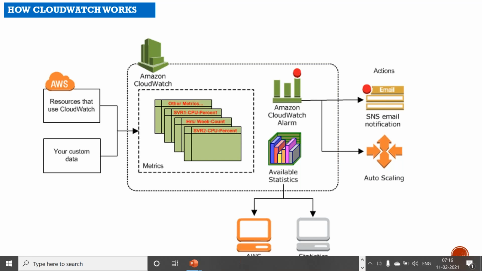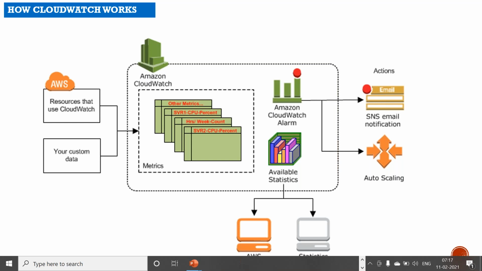Custom data is nothing but the metrics which are not provided by default by AWS. Like say RAM utilization you want to check out. RAM utilization by default AWS is not providing, but there are certain scripts which you can use to populate that data. And then these are different metrics which CloudWatch can monitor, like CPU percentage, how many hours it is running per week, what is the average CPU utilization, and likewise.